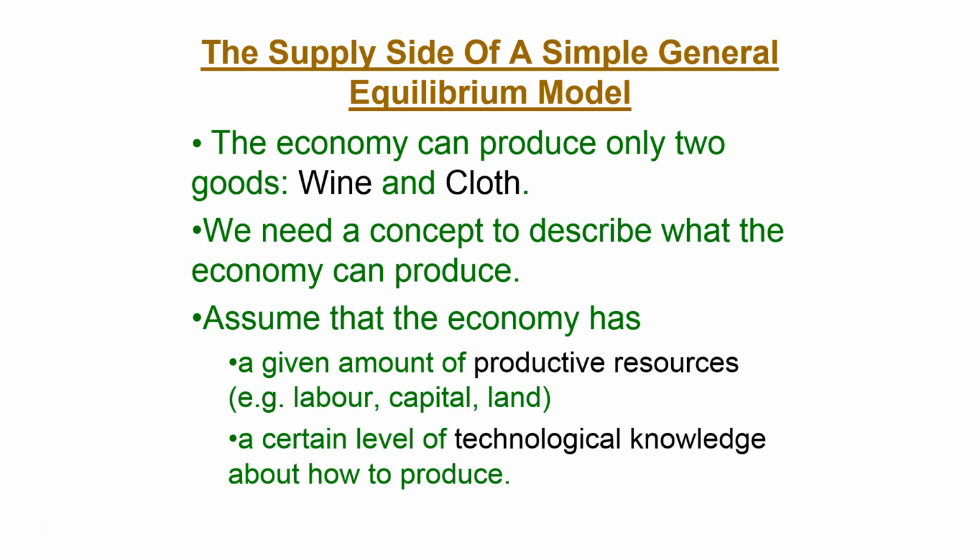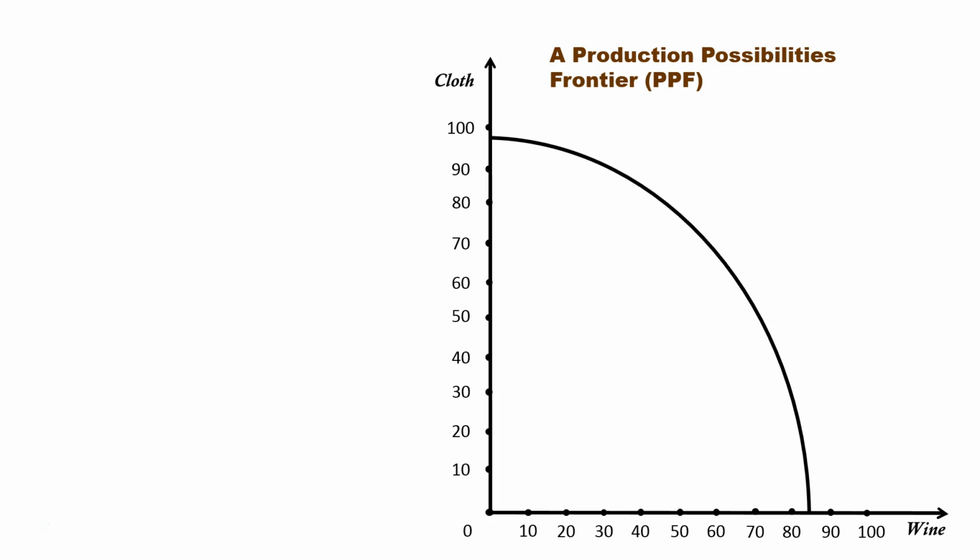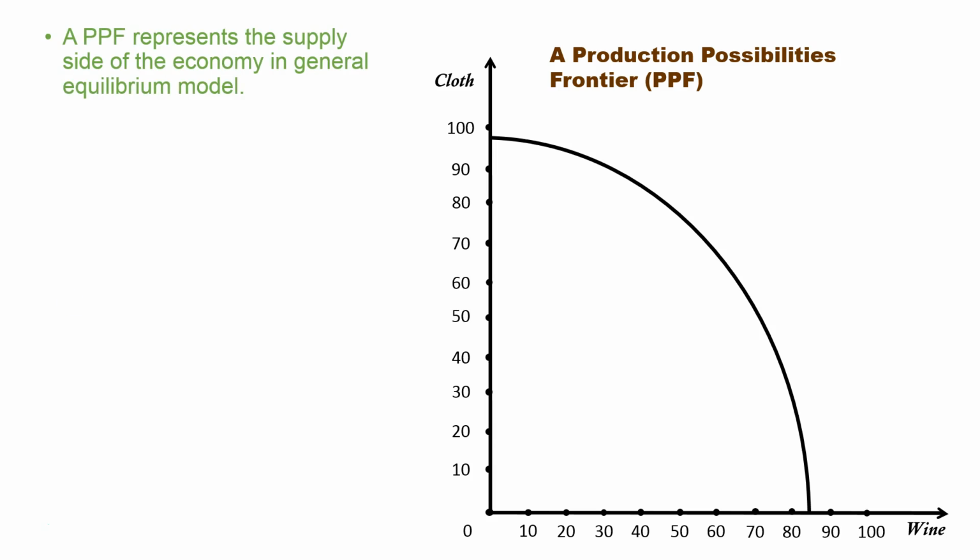Well, let's have a look at the typical picture. We can put wine and cloth on the axes in our diagram, and we'll call this picture that we're going to construct a production possibilities frontier. It's a frontier because it shows the maximum amounts of wine that can be produced, say, given the amount of cloth that's being produced. So nothing beyond the frontier can be produced. We can produce things within the frontier, but resources would not be fully employed in that case.